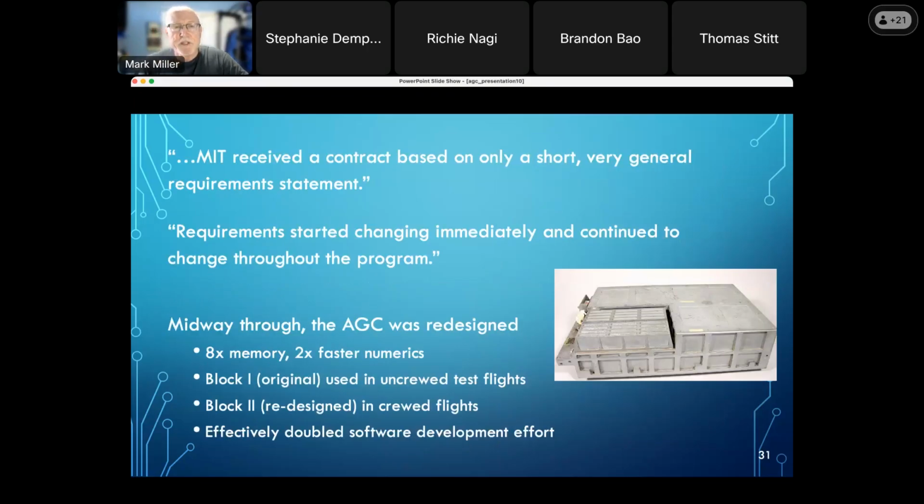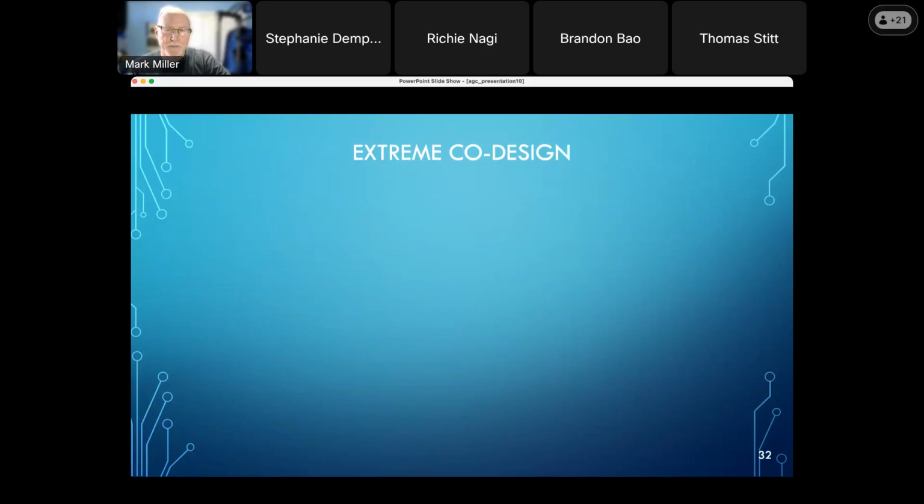So MIT received a contract based on just a very short requirement statement. Requirements started changing at the very beginning of the project, and they just continued to change throughout the project. So midway through the Apollo program, the AGC was completely redesigned, and so they had two systems, Block 1 and Block 2. Block 1 they used in all the uncrewed test flights of the Apollo program, and Block 2 in the crewed flights. The effect of this is these two machines were different enough to program that it essentially doubled the software effort for the whole project.